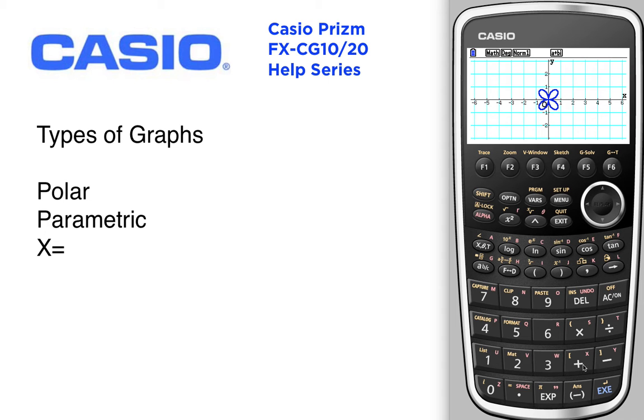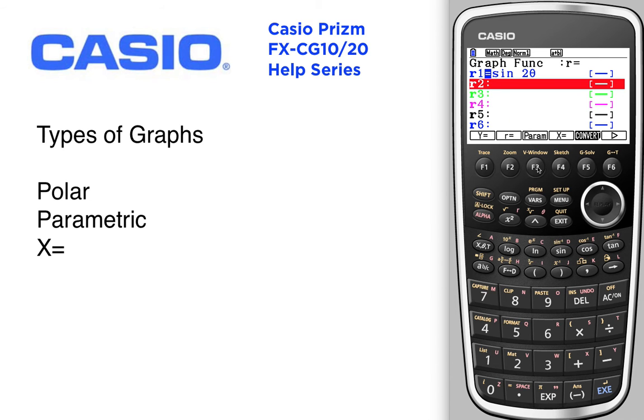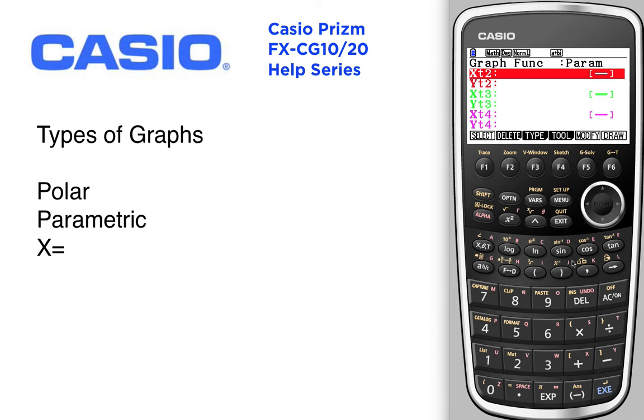We want to see it a little closer, so we'll zoom in with the plus button. And there we have it. We'll exit out of there. We'll change the type for the next one to a parametric graph. This time let's go with sine of t and cosine of t. Go ahead and hit execute.